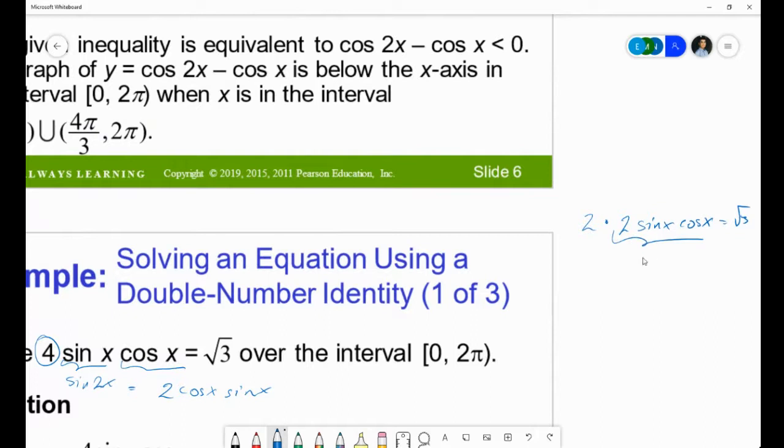So here we're going to apply the double angle identity for sine in order to combine this so that we only have one trig function to worry about.